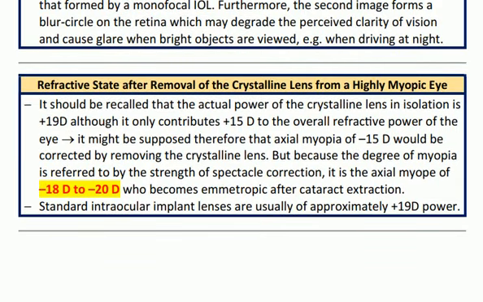Refractive state after removal of the crystalline lens from a highly myopic eye. It should be recalled that the actual power of the crystalline lens in isolation is plus 19 diopters, although it only contributes 15 diopters to the overall refractive power of the eye. It might be supposed, therefore, that an axial myope of minus 15 diopters would be corrected by removing the crystalline lens. But because the degree of myopia is referred to by the strength of the spectacle correction, it is the axial myope of minus 18 to minus 20 diopters who becomes emmetropic after cataract extraction. Standard intraocular implant lenses are usually approximately 19 diopters.